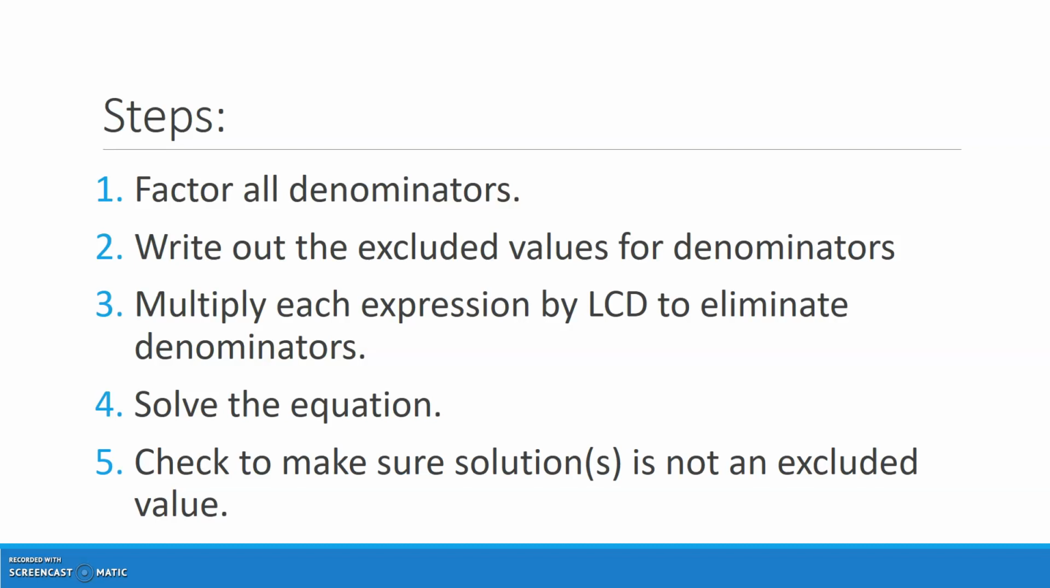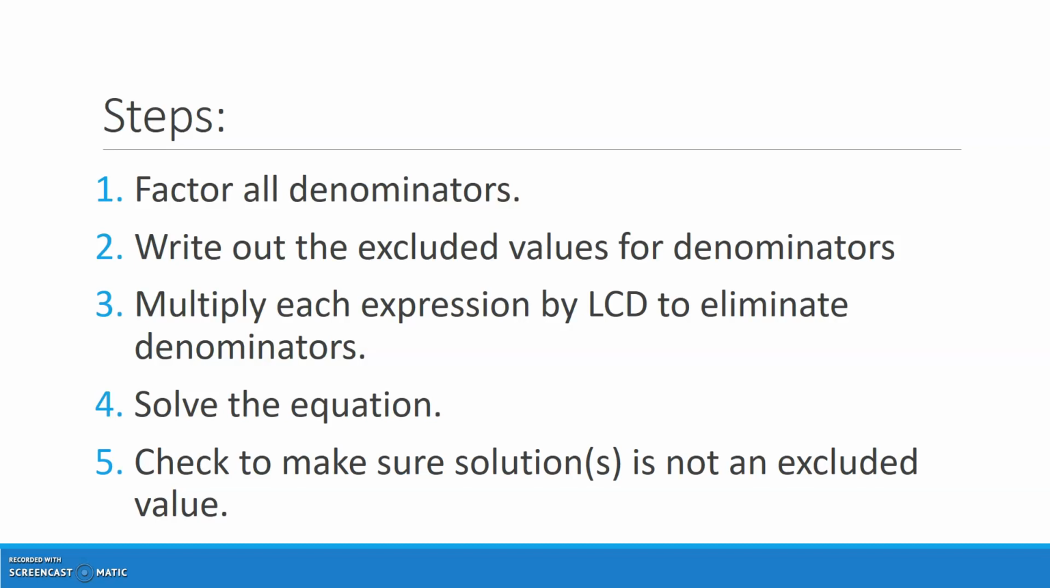Next, you're going to multiply each expression by the least common denominator to eliminate all of the denominators. So you're going to have a bunch of fractions. We don't like fractions, so what we do is we eliminate the fractions, and if you multiply by the least common denominator, that is how you eliminate the denominators and turn it from a fraction to just a whole number.